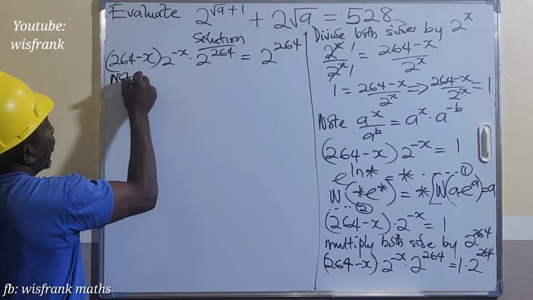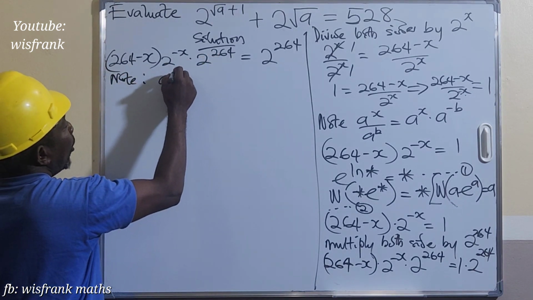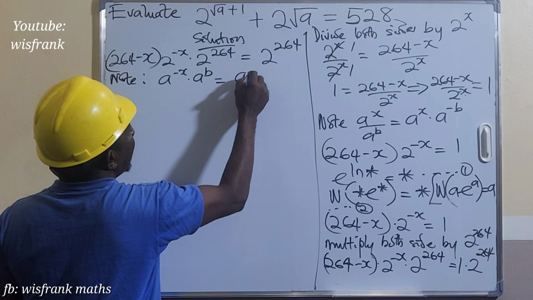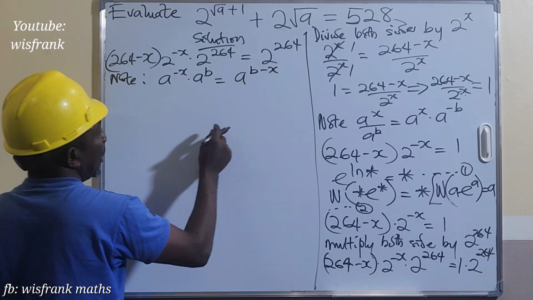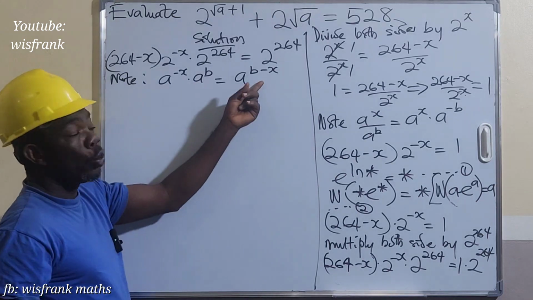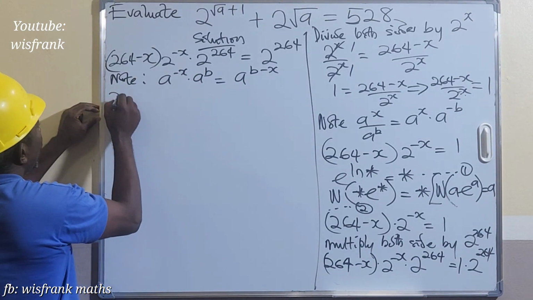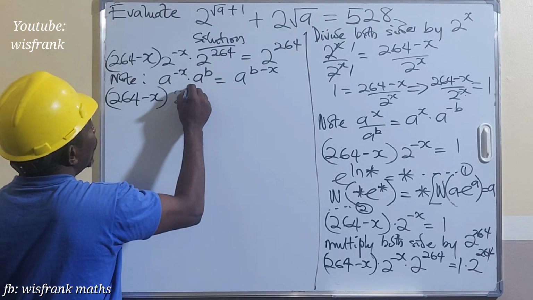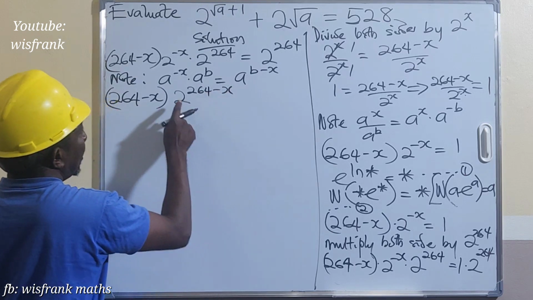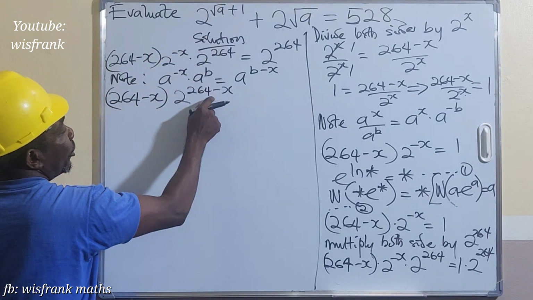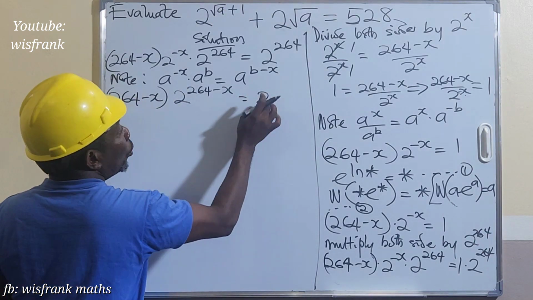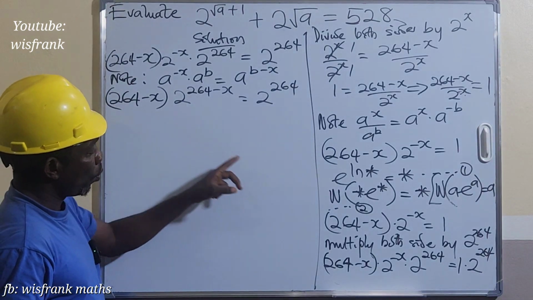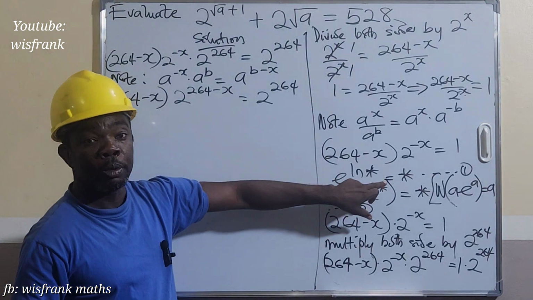We note, we recall that a to the power of minus x times a to the power of b is the same thing as a to the power of b minus x, because when two of them come together, we add the powers. So this will become 264 minus x times 2 to the power of 264 minus x, because when this comes together, we just rearrange, for us to have this equals 2 to the power of 264. So this is what we have, and we can see that we are getting closer. What we have here must be what we have here.